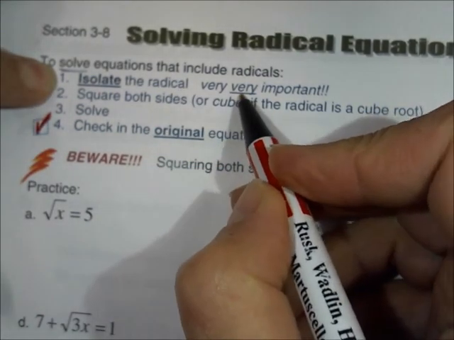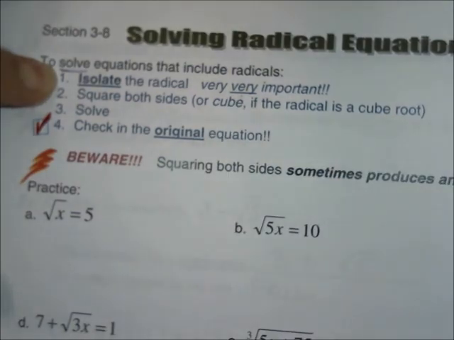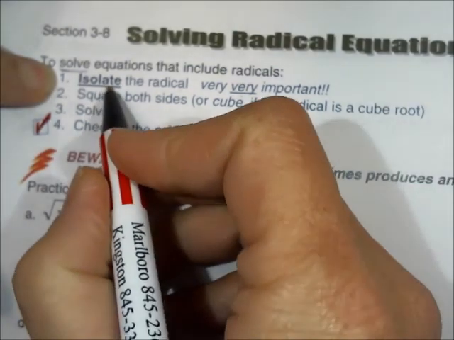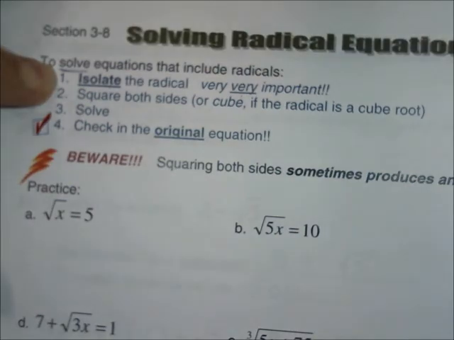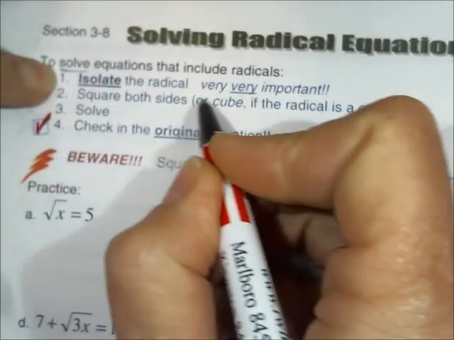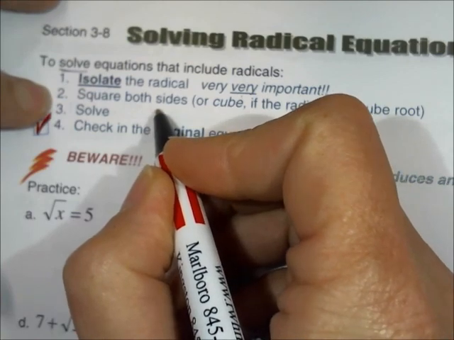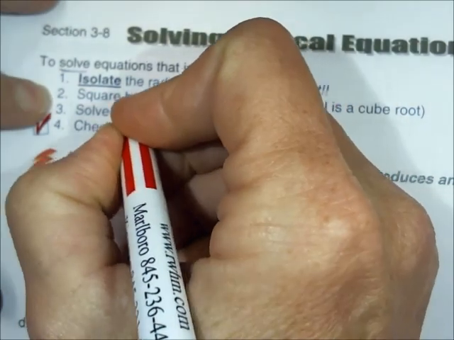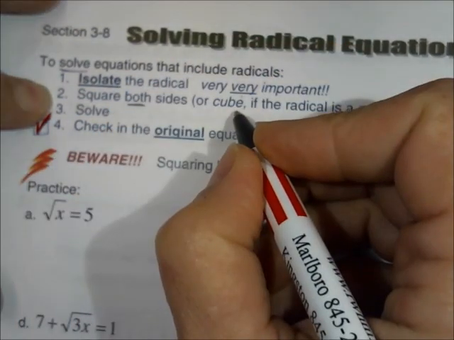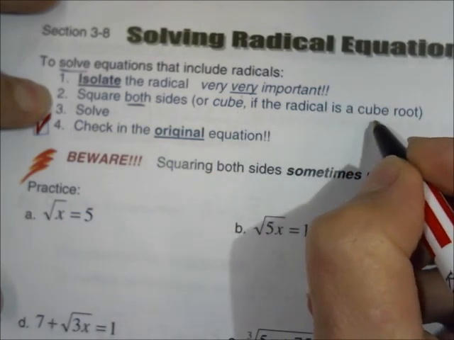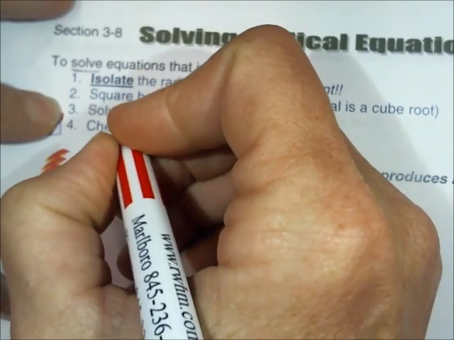That's really important. It's just like when we were solving absolute value equations, we had to isolate the absolute value first. It's the same deal if it's not already done. You have to go through step 1. The second step is to square both sides. Or if it's a cubed root, you're going to cube both sides. Then you're going to solve for x.